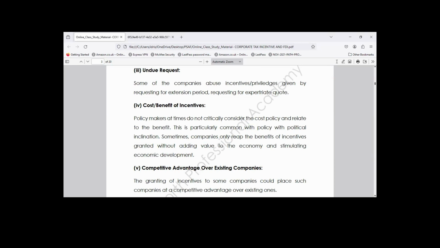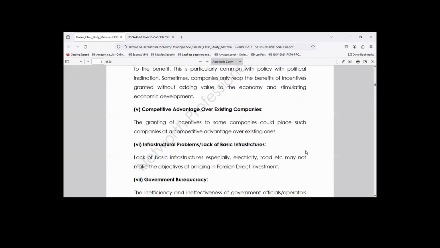Another one: competitive advantage over existing companies. The grant of incentives to some companies places them at a competitive advantage over existing companies. What they believe is that now we want to attract foreign direct investment.